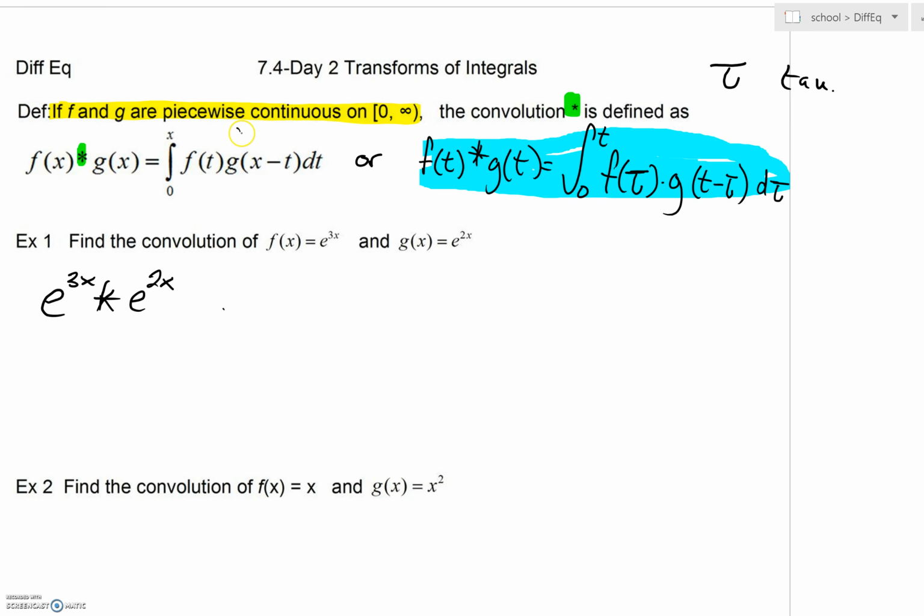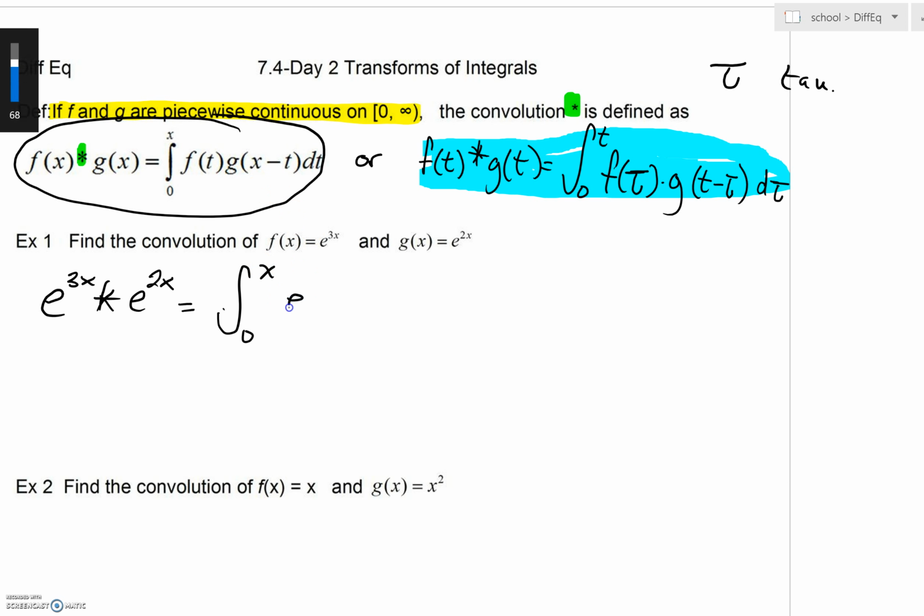But as we follow these guidelines right up here, we could say we're going to integrate with bounds from 0 to x. And here's our f. We'll have f of t, so that'll be e to the 3t. And then we're going to multiply to that g of x minus t. Well, instead of having an x, we're going to have x minus t right in here. And then, of course, we're going to integrate with respect to t.